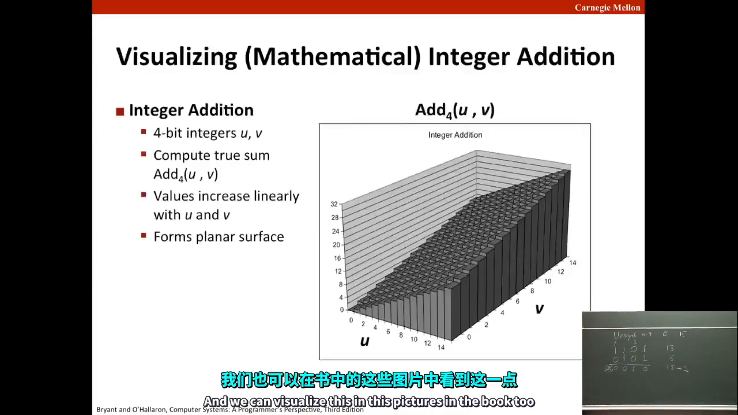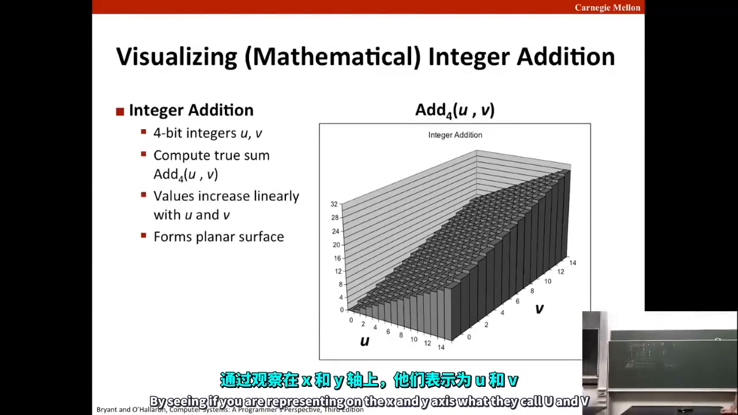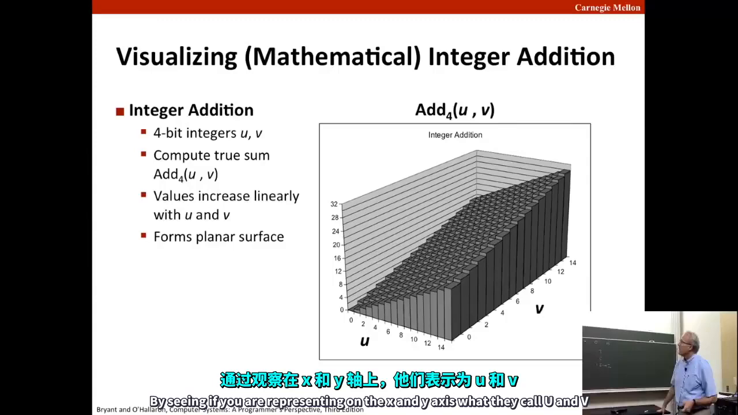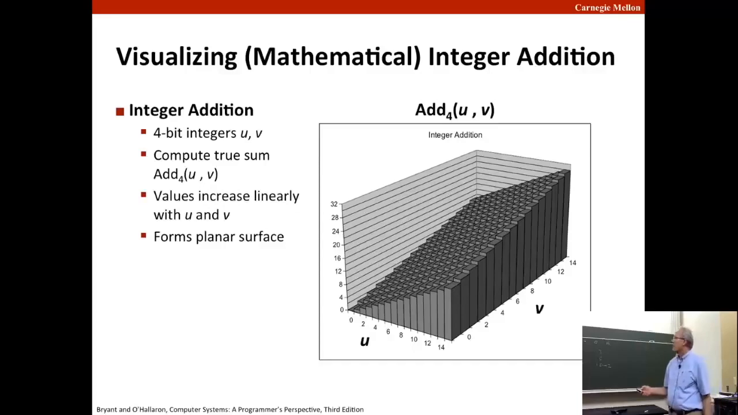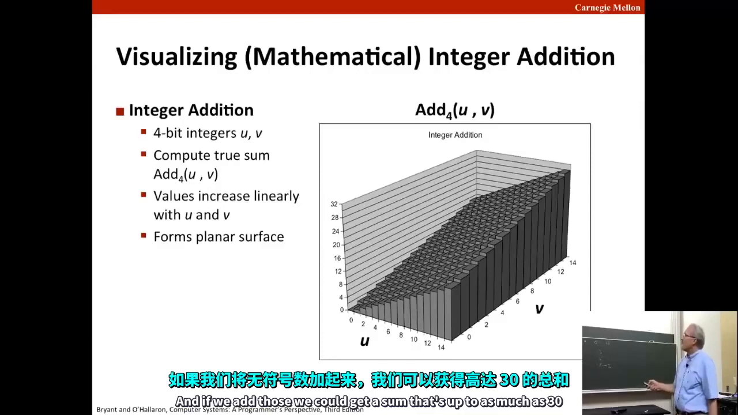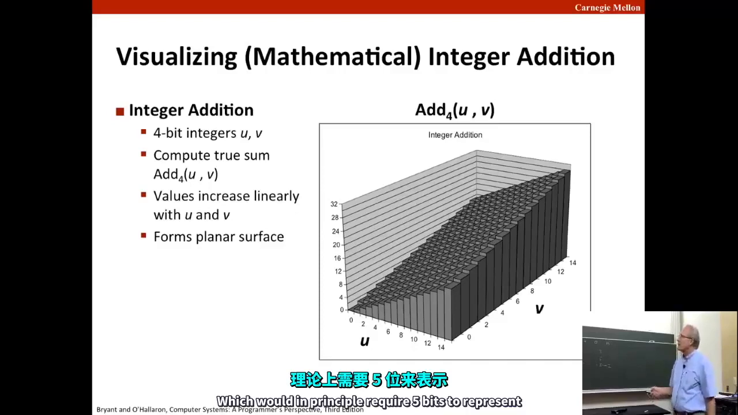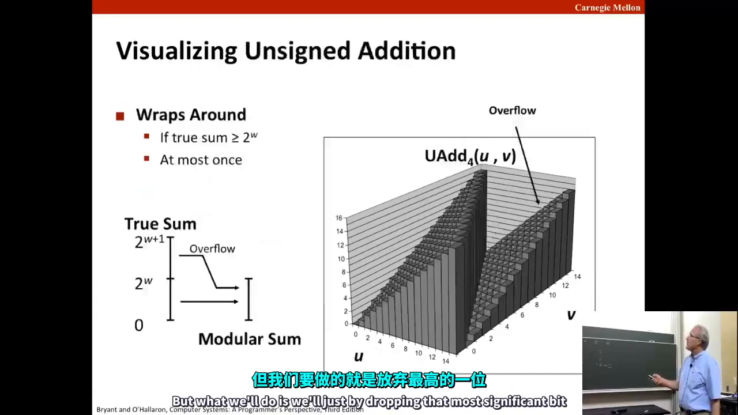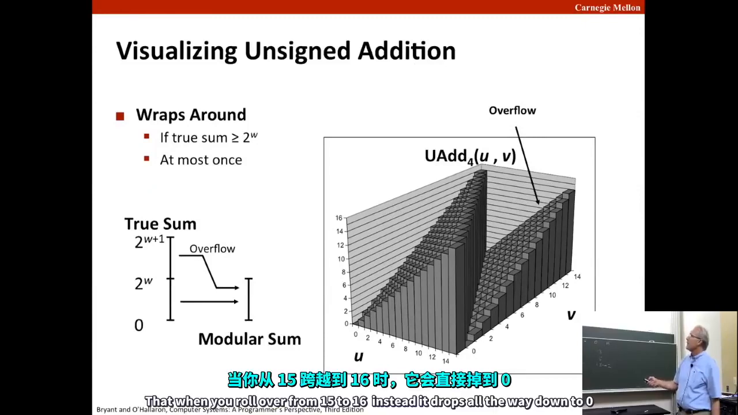And we can visualize this, and this picture is in the book too, by saying if you were representing on the x and y axis what they call u and v, values between 0 and 15, the range of possible unsigned numbers. And if we were to add those, we could get a sum that's up to as much as 30, which would in principle require 5 bits to represent. But by dropping that most significant bit, we create a cliff, so that when you roll over from 15 to 16, instead it drops all the way down to 0.